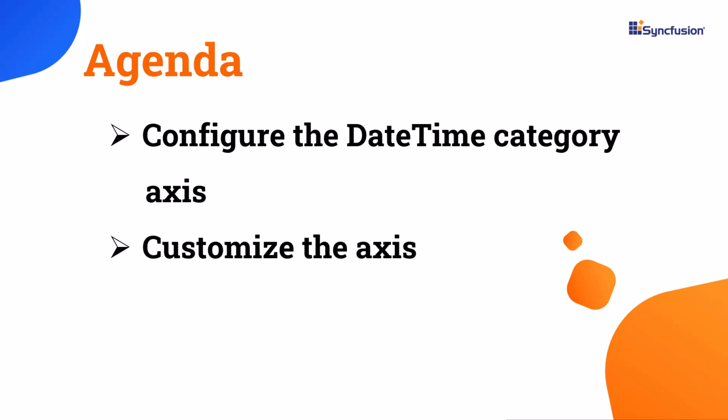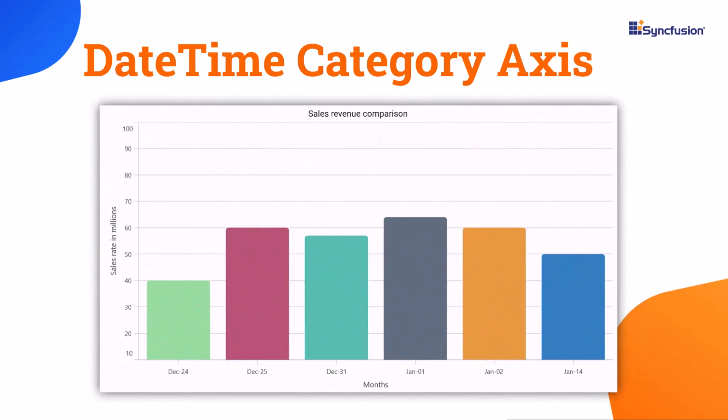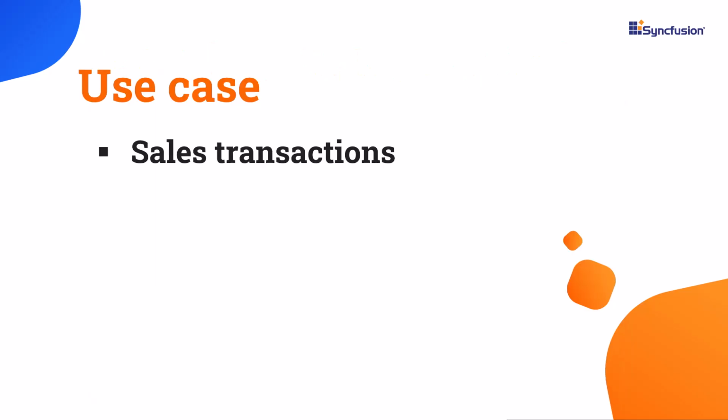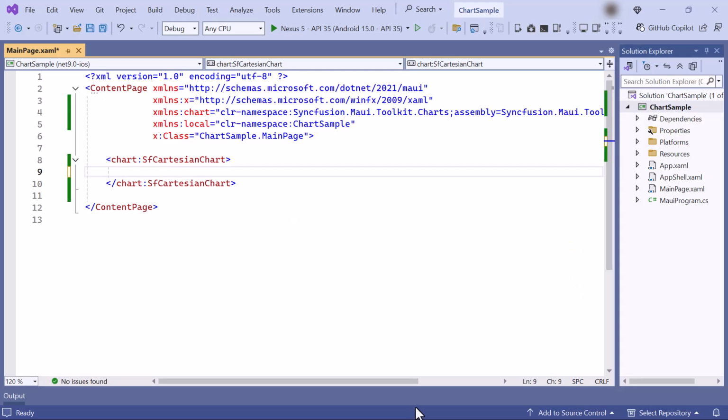In this video, I will show you how to add and customize the DateTime category axis in the Syncfusion .NET MAUI Cartesian Charts. The DateTime category axis allows you to plot data points based on date and time, displaying each timestamp as a distinct category, rather than as part of a continuous timescale. It is particularly useful when working with data at irregular time intervals, such as sales transactions, user activity logs, or project milestones. I open an existing MAUI application.